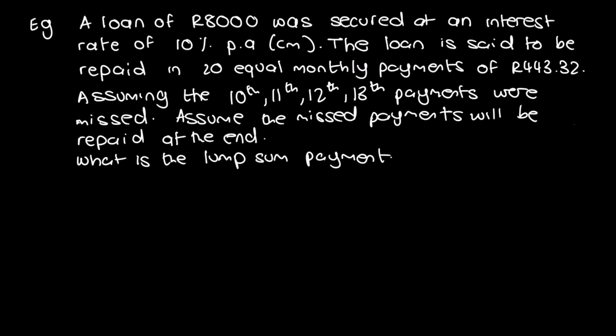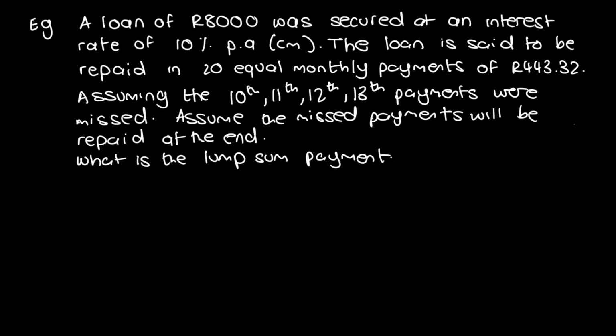So let's do an example. A loan of 8,000 Rand was secured at an interest rate of 10% per annum compounded monthly. The loan is to be repaid in 20 equal monthly payments of 443 Rand and 32 cents. Assuming the 10th, 11th, 12th, and 13th payments were missed, and assuming the missed payments will be repaid at the end, what is the lump sum payment?